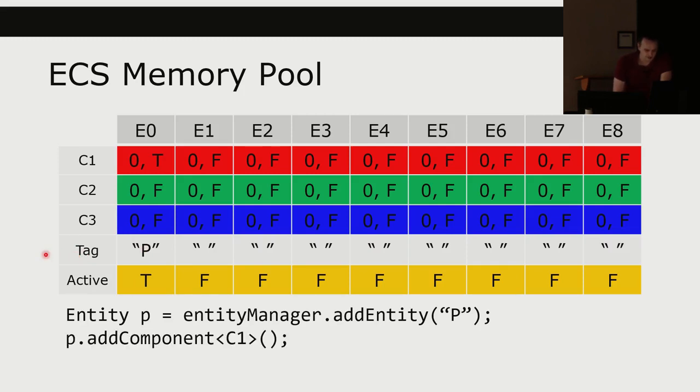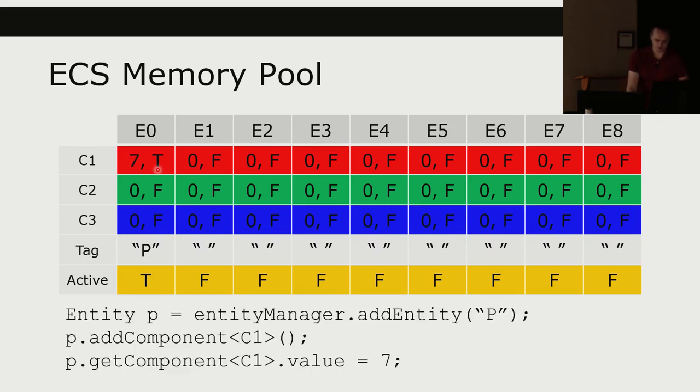Now, let's add a component. To add a component C1, all we have to do is set that to true. So that's what the entity manager, or the memory pool, does. By adding a component, we say, okay, that's true now. That's it. I've set one Boolean variable. There's no dynamic memory allocation call. I'm not creating a new component. I'm not doing any of that. Then we call p.getComponent C1.value equals 7, and we just change the value here. That's all that's happened for that call.